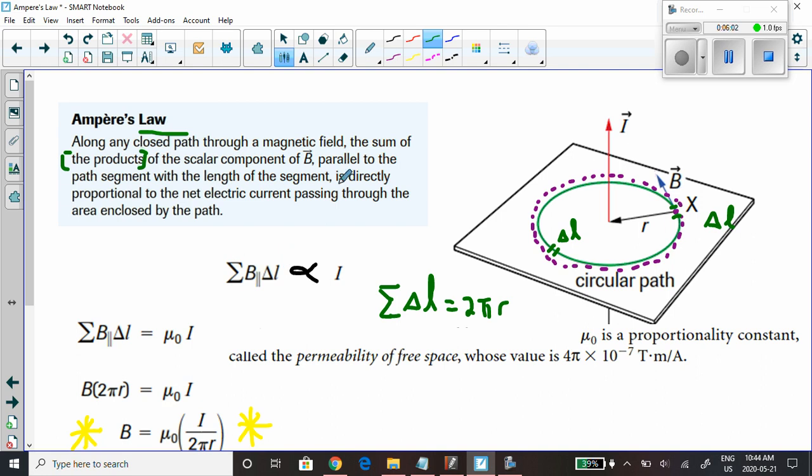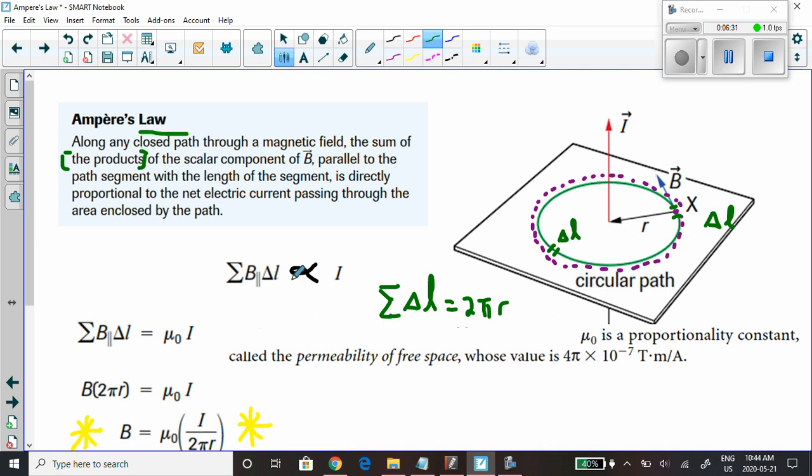he discovered. It is directly proportional to the net electric current passing through the area enclosed by the path. So what he's saying is that this left-hand side is proportional to how much current you have passing inside your green circle here, inside your closed path.